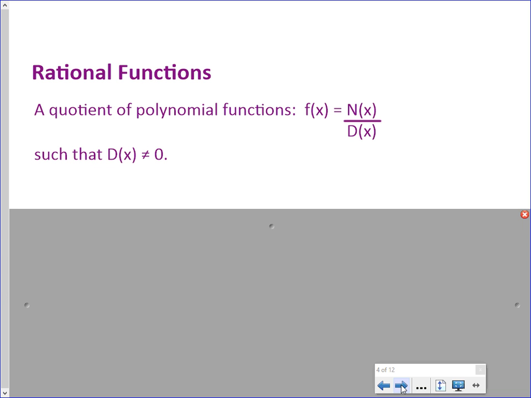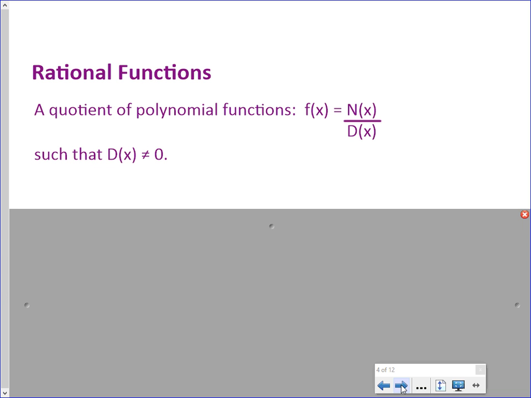A rational function is a quotient. So that implies division, which a fraction is just division, of polynomial functions. And in the mathematical definition, I name them n of x and d of x, representing numerator and denominator. Okay, so I'll use that notation later on to refer to numerator and to denominator. Such that d of x is not equal to 0.